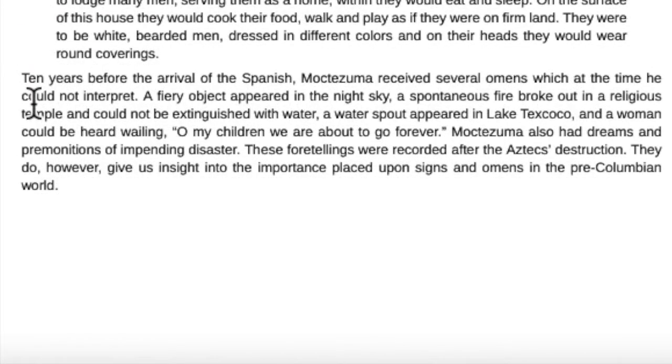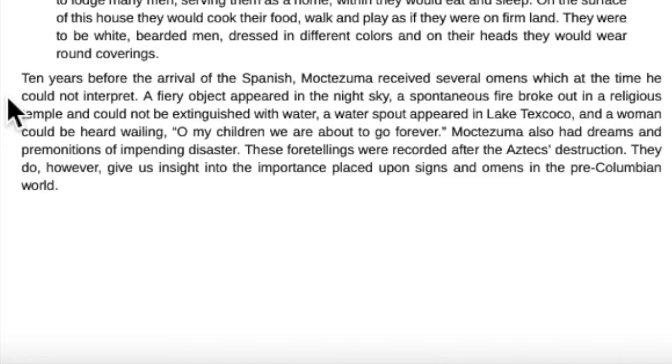10 years before the arrival of the Spanish, Moctezuma received several omens which at the time he could not interpret. A fiery object appeared in the night sky, a spontaneous fire broke out in a religious temple and could not be extinguished with water. A water spout appeared in Lake Texcoco, and a woman could be heard wailing, "Oh, my children, we are about to go forever."